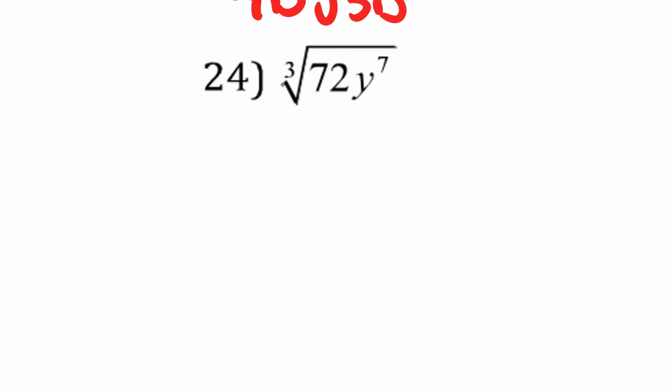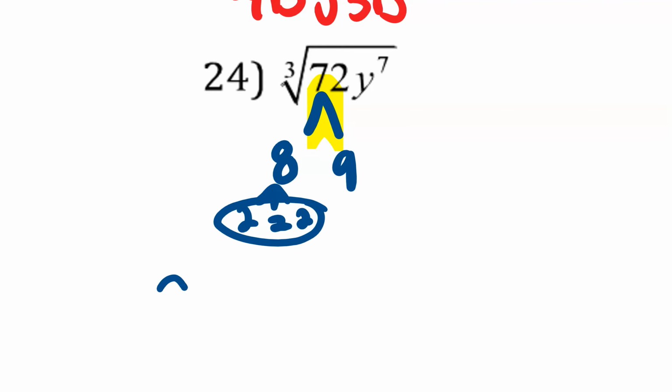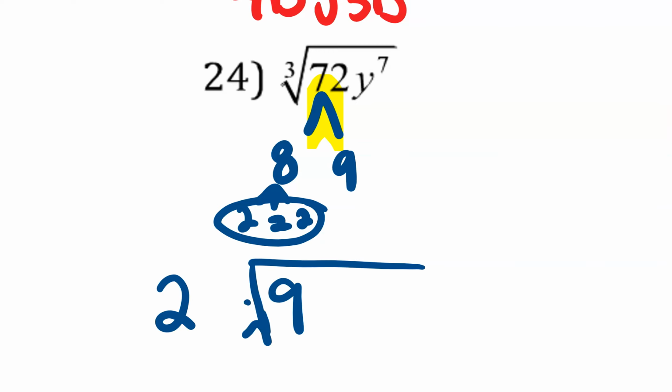So for perfect cubes for 72, 2 times 2 times 2 is 8. 3 times 3 times 3 is 27. 4 times 4 times 4 would be 64. So 72 doesn't have a lot of options for perfect cubes, but I do know that 8 goes into it, which is a perfect cube. So that's going to be 8 times 9. 8 breaks into 2, 2, and 2. So 2 gets to come out. 9 stays in, because there aren't any other perfect cubes that go into 9. So we know that that's fully reduced.